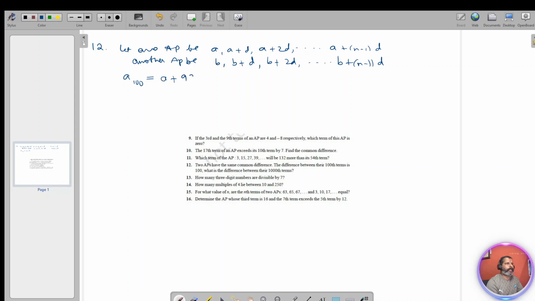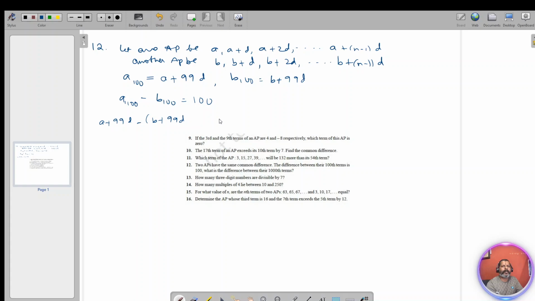a plus 99d, right? And b100 is what? b plus 99d. They have given the difference between the 100th terms, means a100 minus b100 is 100. They have given it. Okay. What do you mean by a100 minus b100? We have the expression above. Just take it down here. That is a100 means a plus 99d minus b100 means b plus 99d is 100.